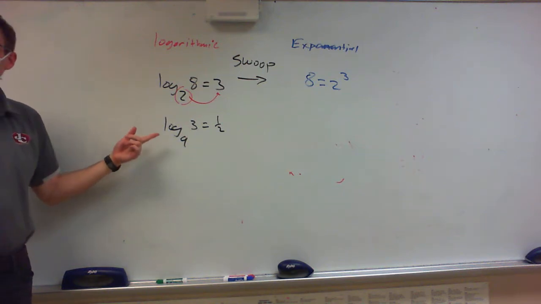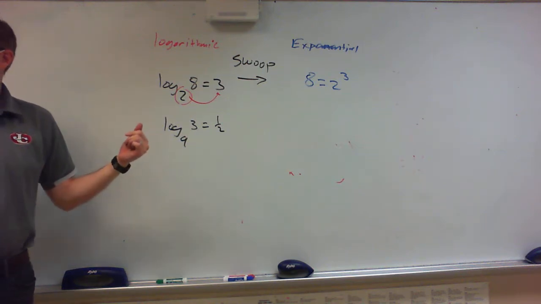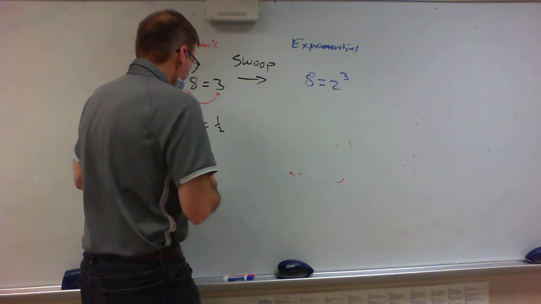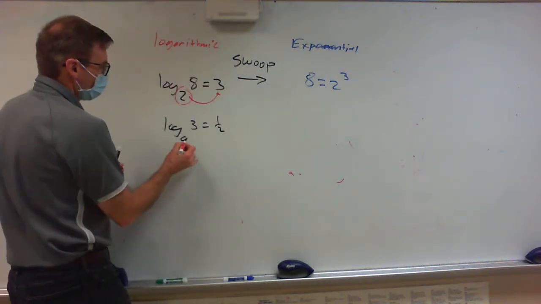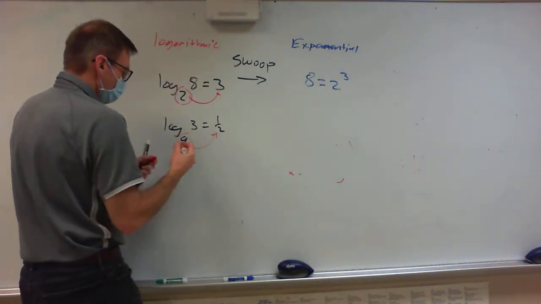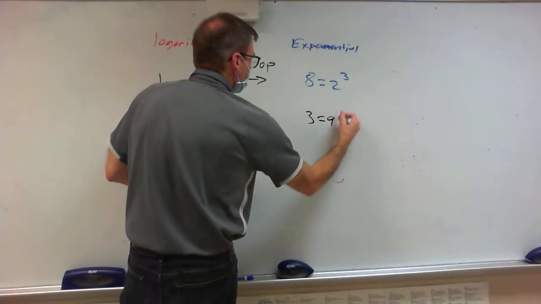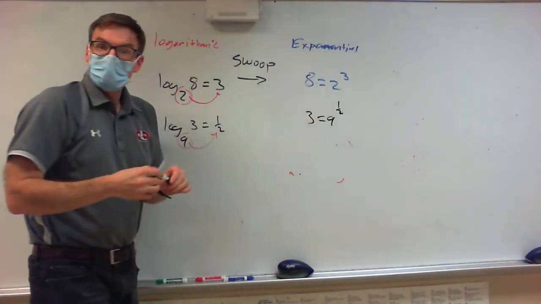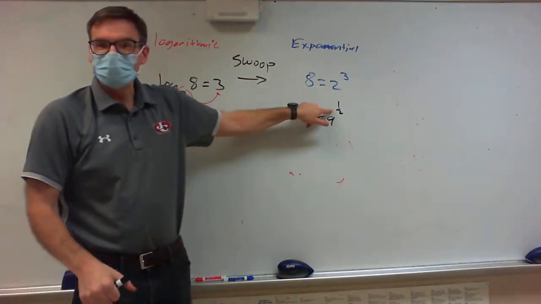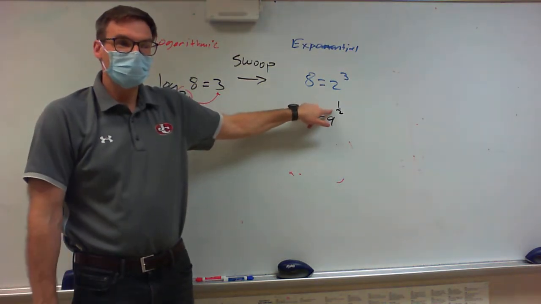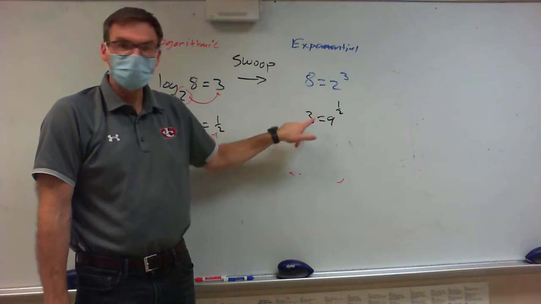All right? Has everybody got it? And if you do swoop, right? We take our base and we go swoop, then that's going to give me 3 is equal to 9 to the 1/2. And actually, if you think about it, isn't something to the 1/2 power the square root? Are we okay that the square root of 9 is equal to 3?